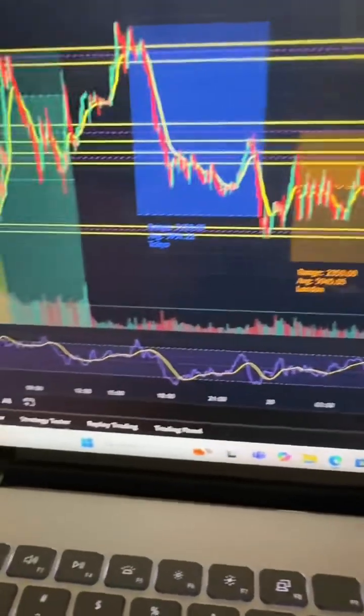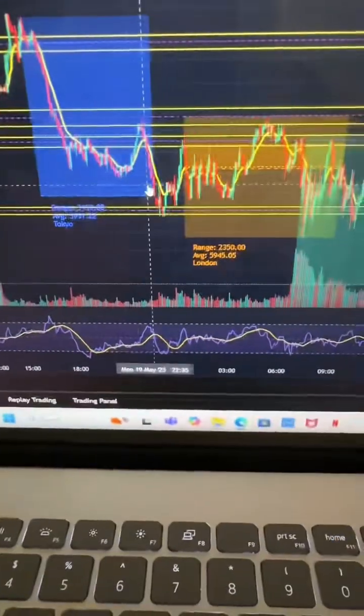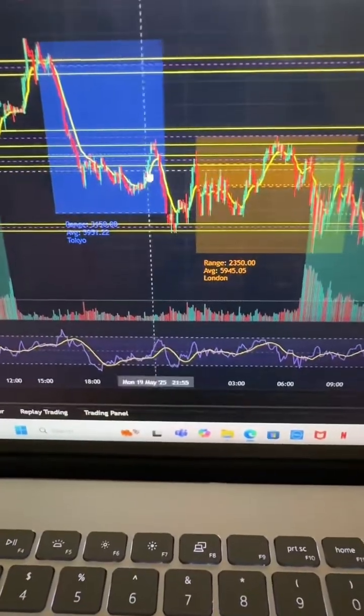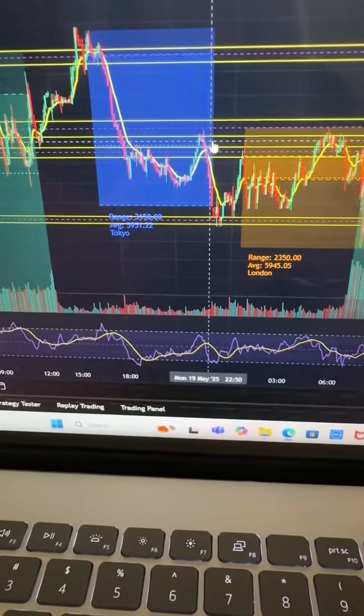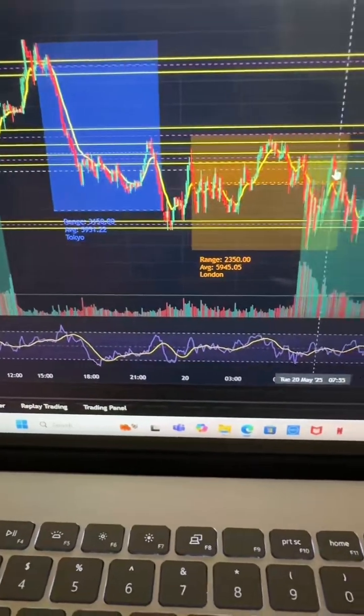So let me know if that was helpful and what you guys think about fair value gaps. Maybe I don't use them the correct way. That's just how I was taught, and I don't see it anymore with how I trade.